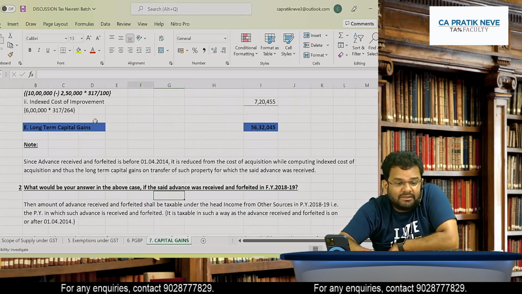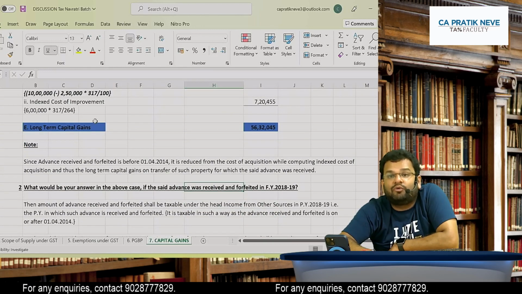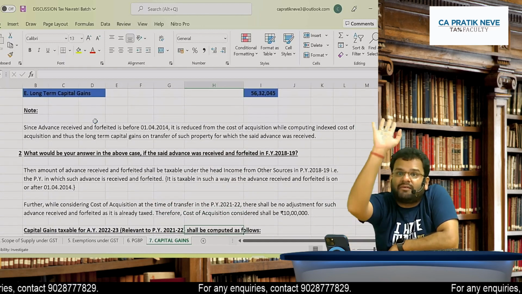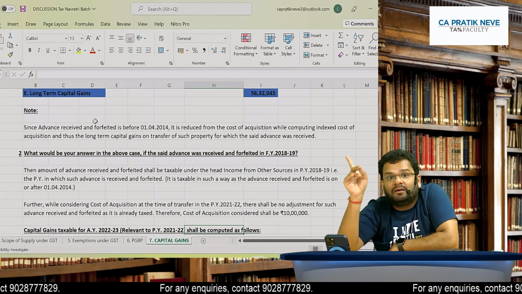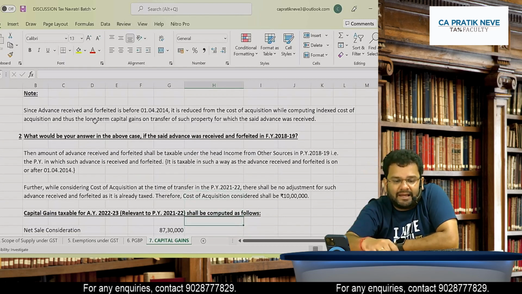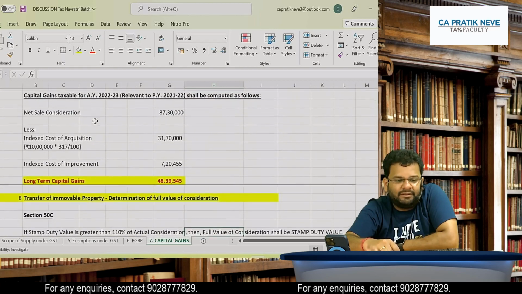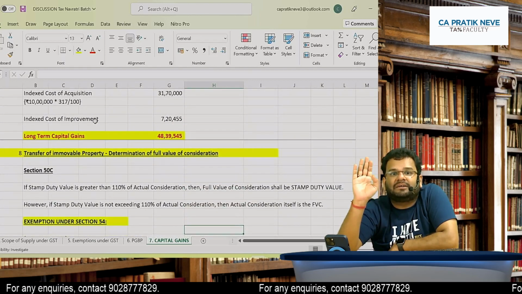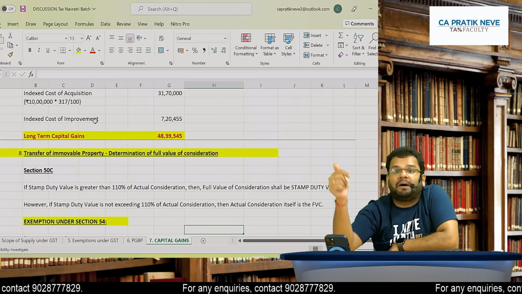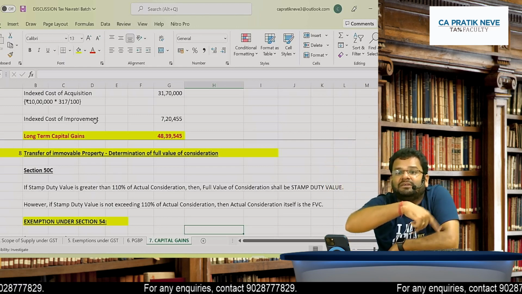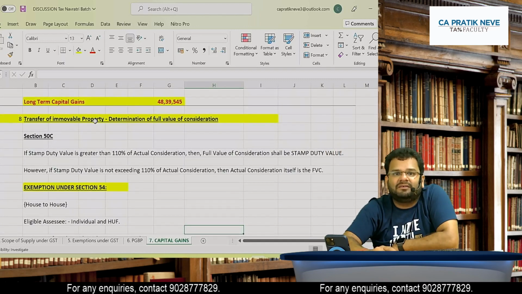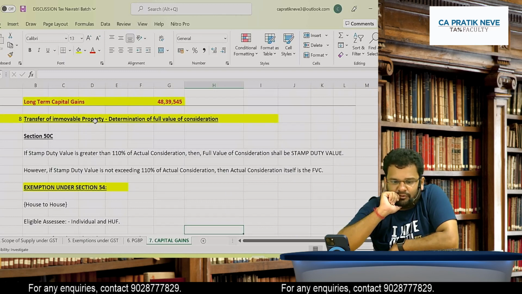What would have been your answer in the above case if the advance was received and forfeited in 1819? Then in 1819 itself, tax 2.5 lakhs. And in 21-22, you will take complete cost of acquisition 10 lakhs. Agreed? So you don't need to keep anything from the past in mind if the transaction happens after 1/4/14, but keep the past in mind if the transaction happens before 1st April 14. Did you understand the whole issue? Wonderful, wonderful.